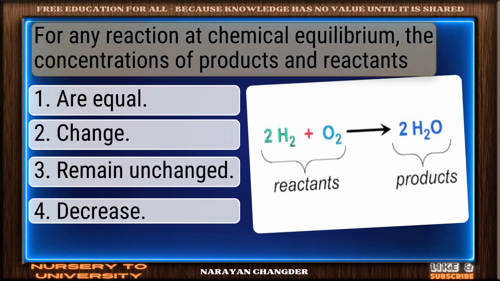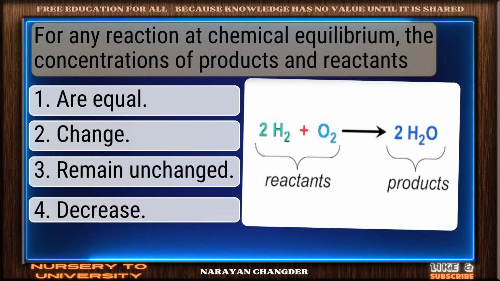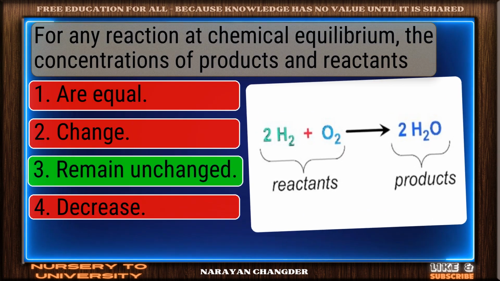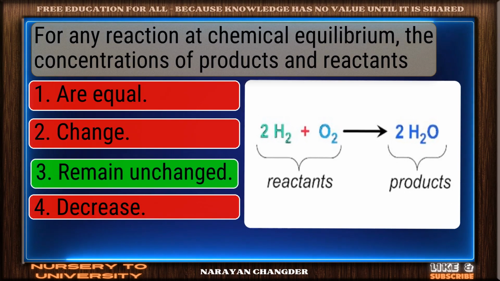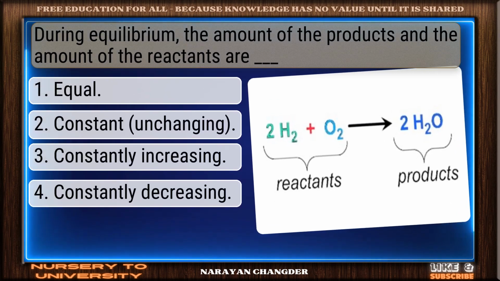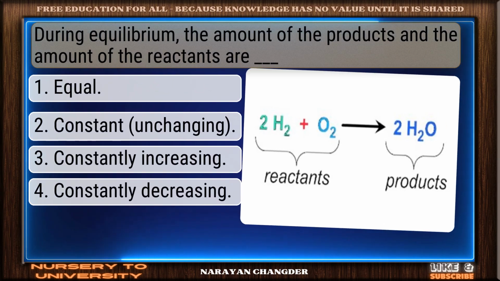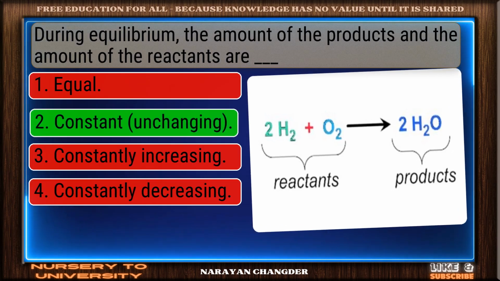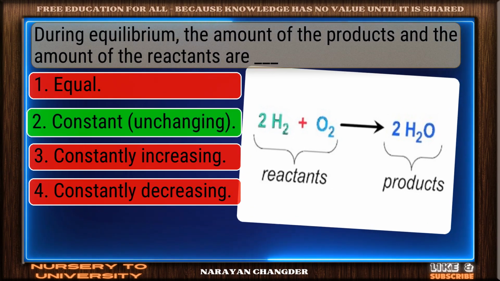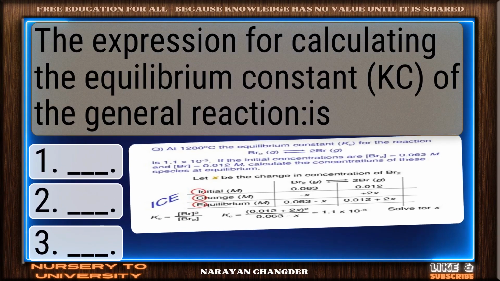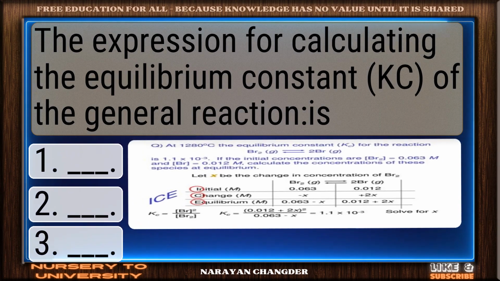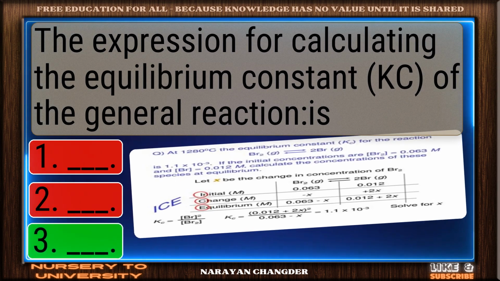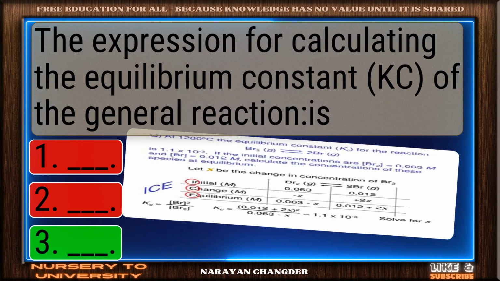For any reaction at chemical equilibrium, the concentrations of products and reactants... Great job. Remain unchanged is the accurate answer. During equilibrium, the amount of the products and the amount of the reactants are dash. Excellent. Constant is a brilliant choice. The expression for calculating the equilibrium constant of the general reaction is... Exactly. Dash makes sense and it is the right choice.